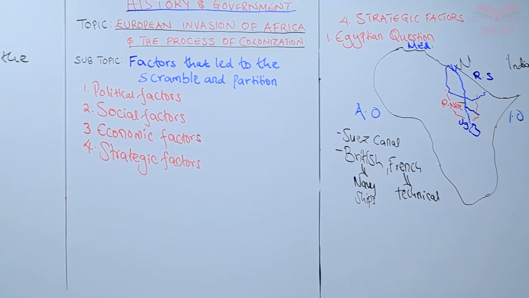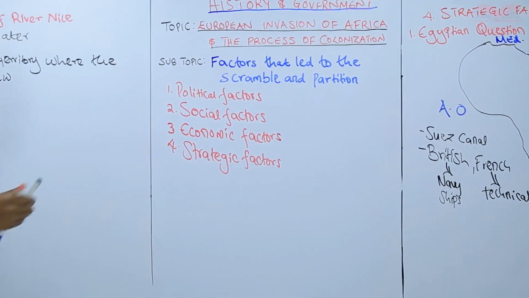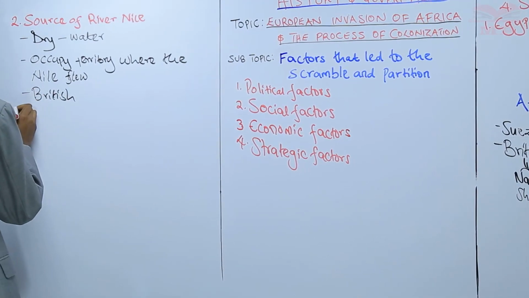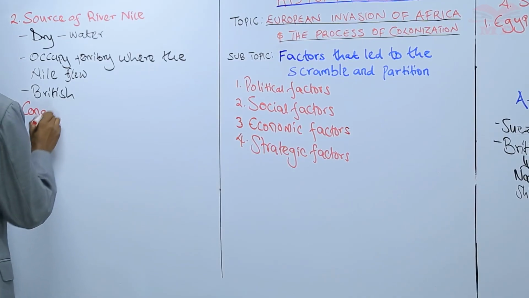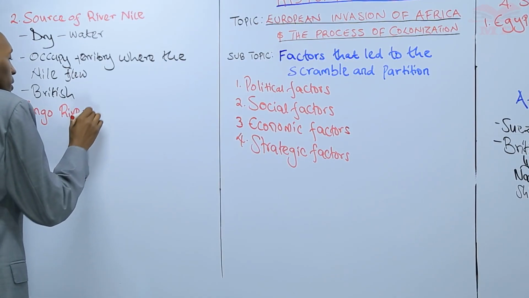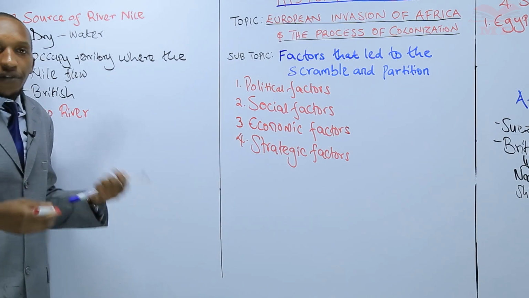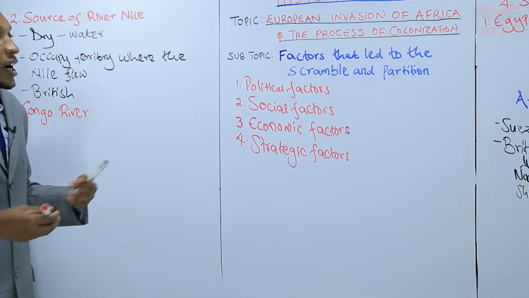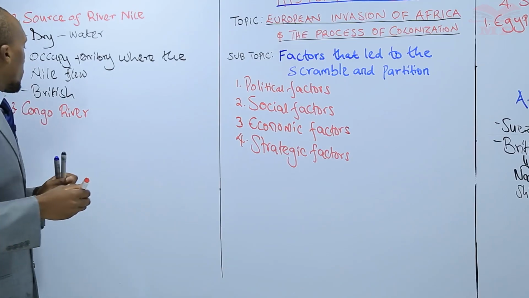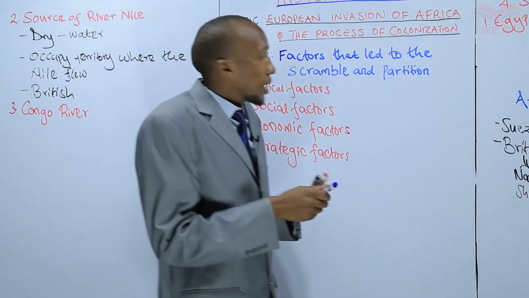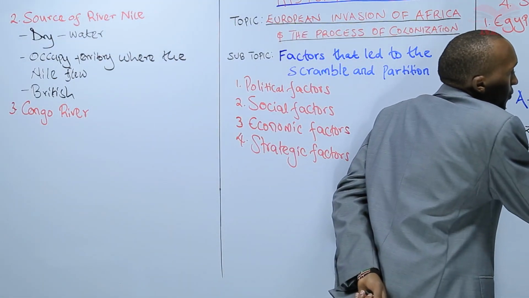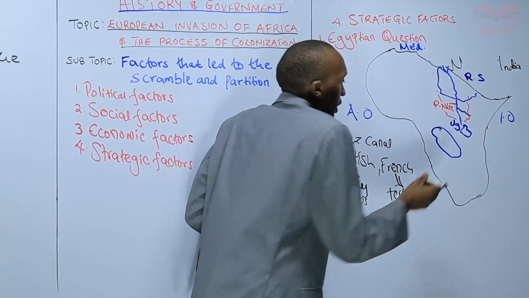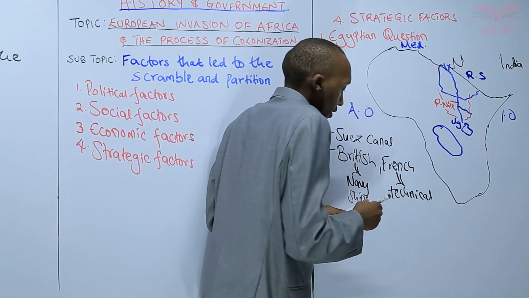So, my dear Lana, let us now look at the next strategic reason. Apart from the source of River Nile, let us look at the Congo River. That was of another importance. In your map, can you locate where we have the Congo Basin or the Congo Forest? That would be easier for you to find. That is the place in central Africa. Here we have Congo, and here we have the Congo River, right?